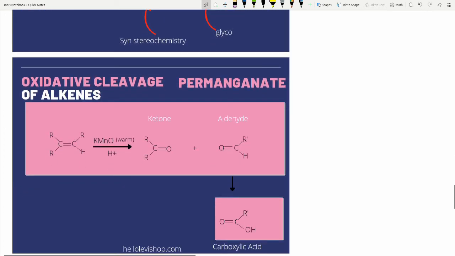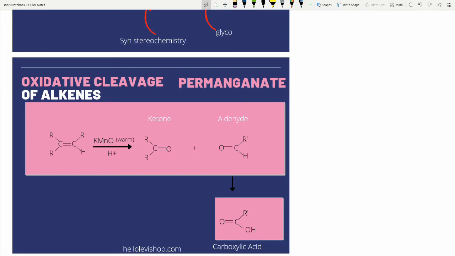Now, the last reaction that we have for this video is oxidative cleavage. Now, there are two ways that it can cleave the double bond. It's through permanganate and ozonolysis. So let's look at permanganate first. The first one you won't see as much because, depending on one of the products, it can be oxidized.